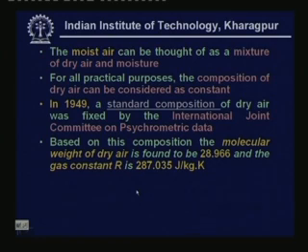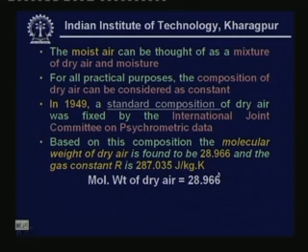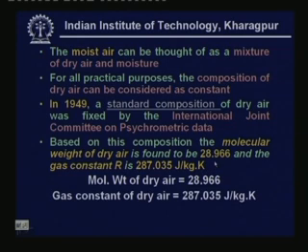So based on this composition, the molecular weight of dry air is found to be 28.966 and the gas constant R is 287.035 joule per kg Kelvin. It is important to remember these values because we will be using these values in calculations. So, molecular weight of dry air is 28.966, gas constant of dry air is 287.035 joule per kg Kelvin.